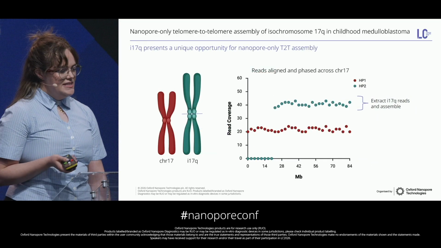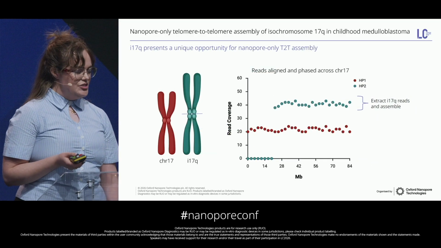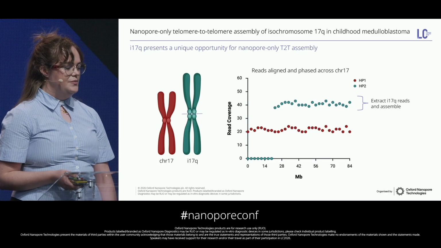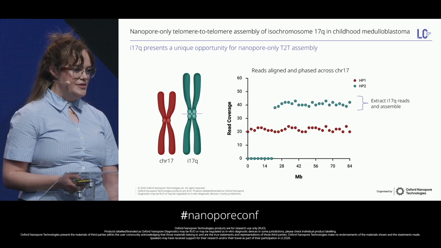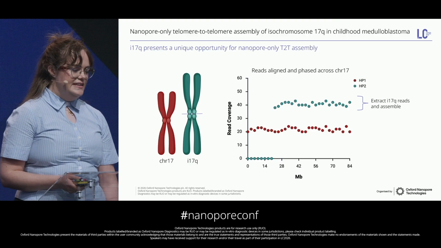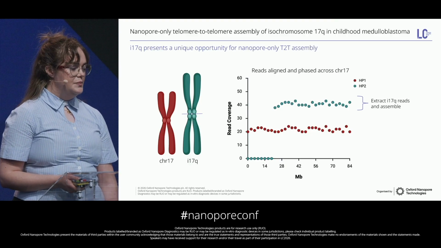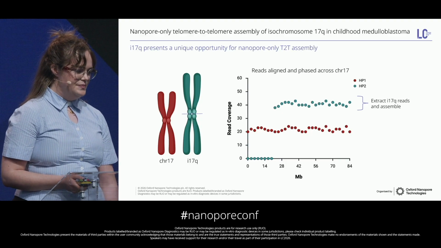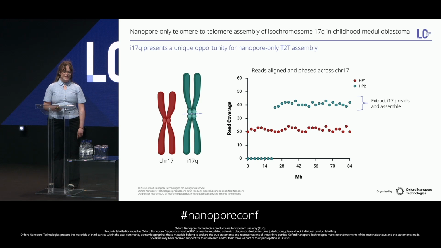So isochromosome 17q presents a very unique opportunity to do nanopore-only T2T assembly. And that's because when we align and phase reads across chromosome 17, we can very clearly identify the allele that belongs to the isochromosome due to this loss of the 17p arm and duplication of the rest of the chromosome. With this information, we can extract the isochromosome 17q only reads and assemble these.